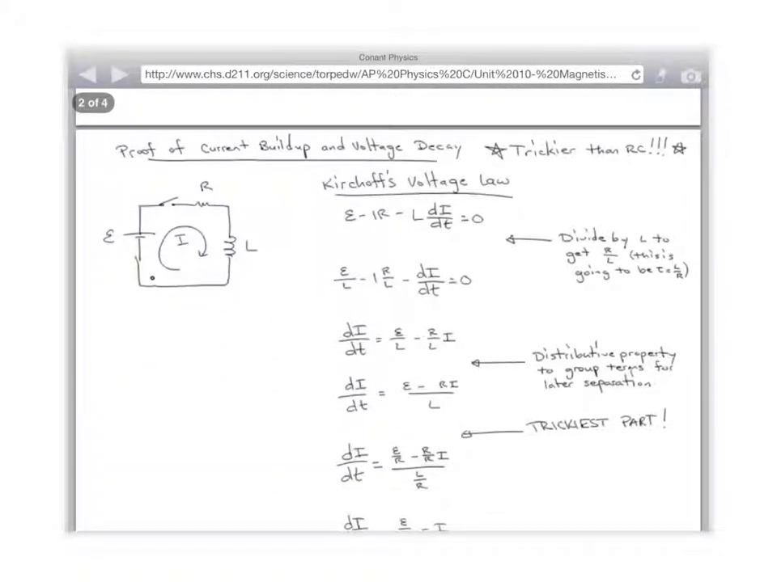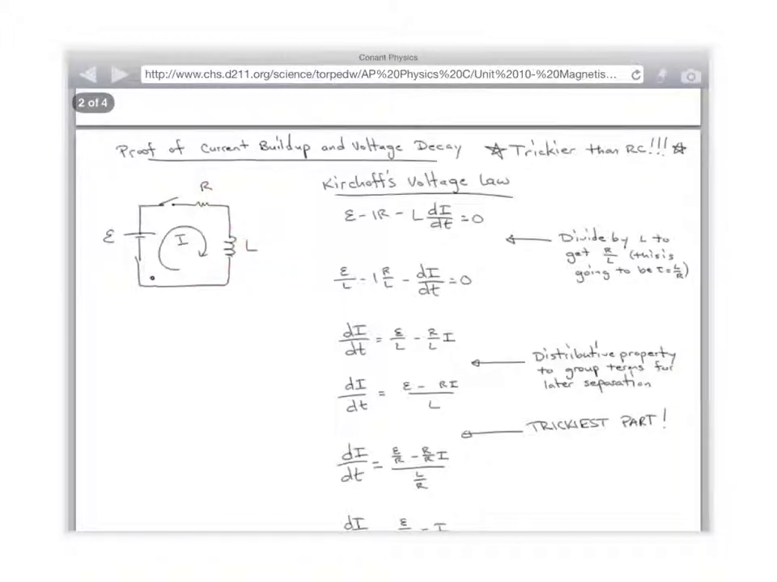Proof. Current buildup and voltage decay. This is a little trickier than it was for our RC circuits, so pay attention. Kirchhoff's voltage law: if you start in the corner and go around, the first thing you see is the EMF. The next thing you see is losing voltage across the resistor, so minus IR. And then the last thing you see is losing voltage across the inductor, but the voltage across the inductor is L di over dt, and then equals 0 when you get back to the start.